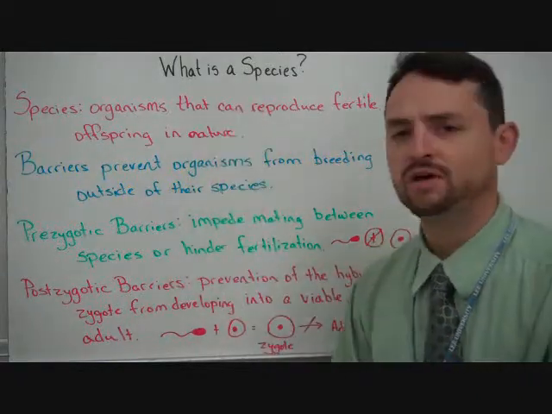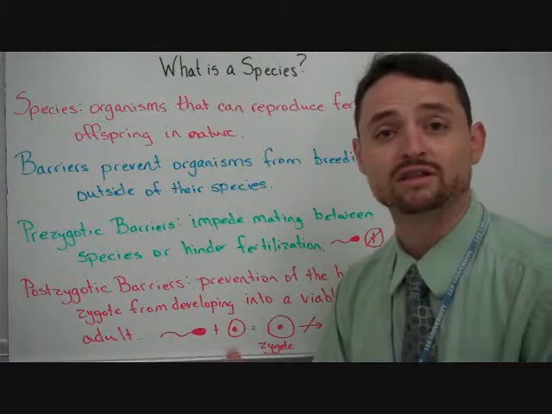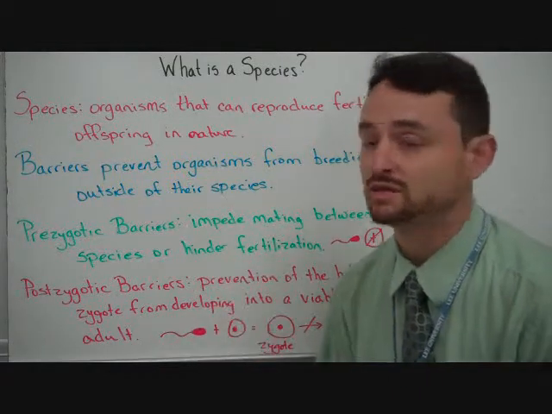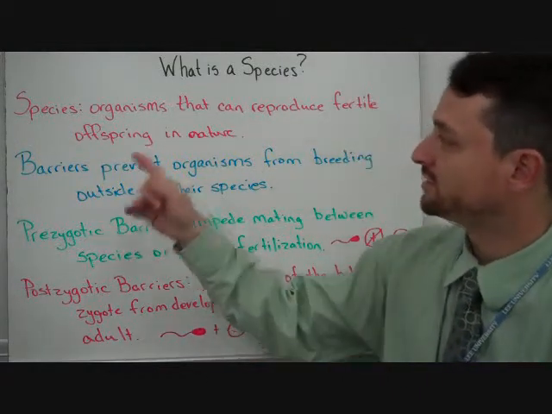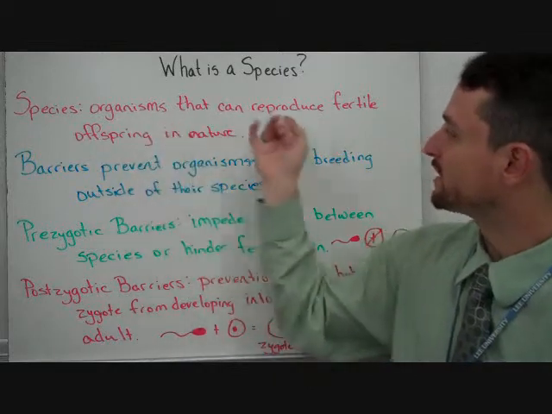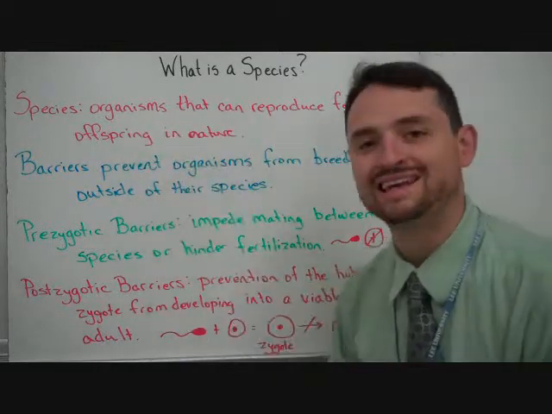The question comes up, obviously, to start us off, we're going to talk about the evolution of species. We have to know what a species is. So here we're told that a species is an organism that can reproduce fertile offspring in nature.